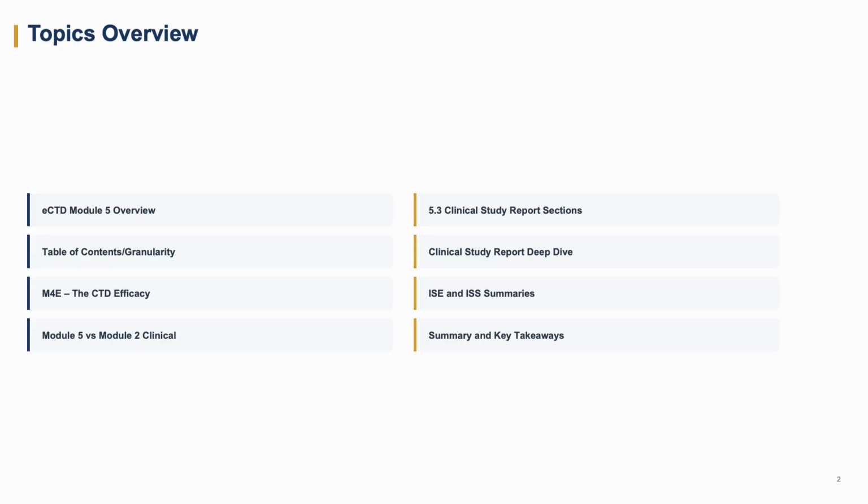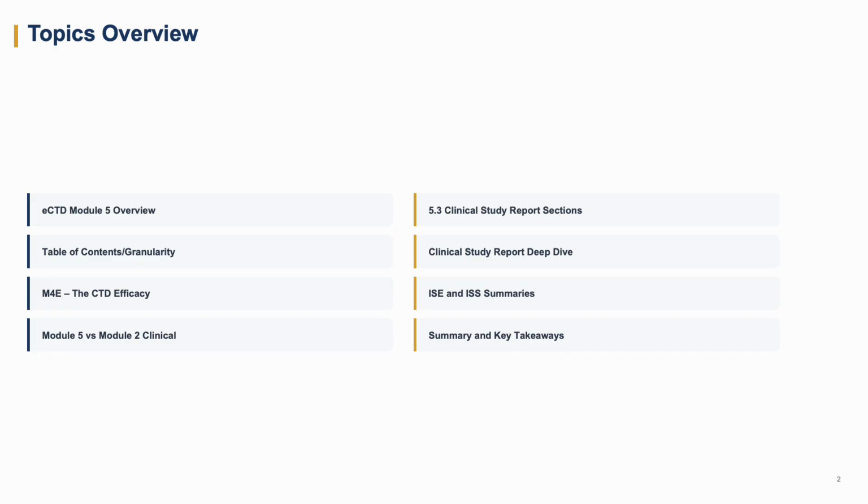Here's our roadmap for today's lecture. We have 8 main topics to cover. First, we'll start with a high-level overview of Module 5 and its role in the CTD structure. Then we'll dive into the detailed table of contents to understand the granularity of organization required. We'll examine the M4E guideline which governs the CTD efficacy section, and importantly, we'll compare Module 5 with Module 2 to understand how they work together.